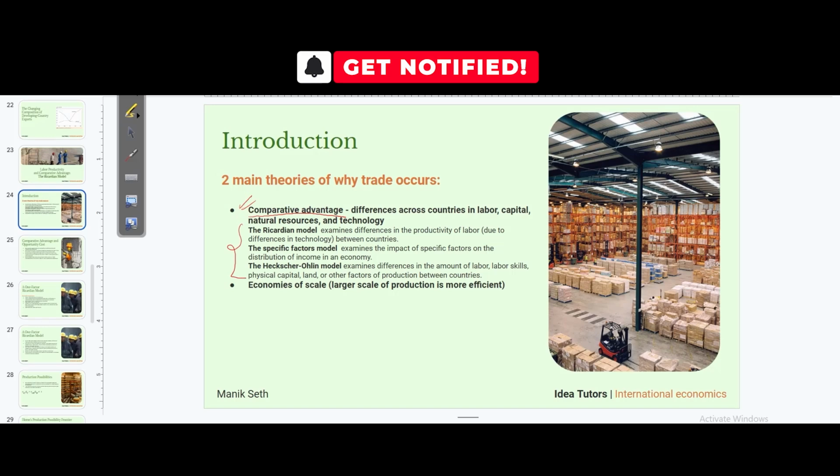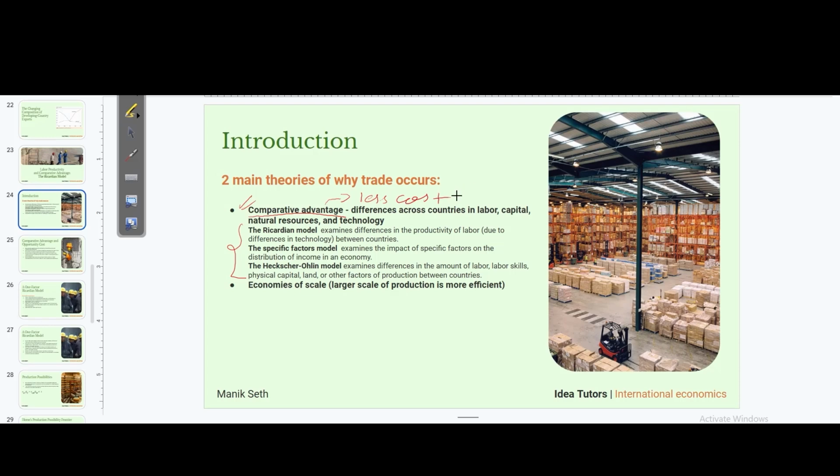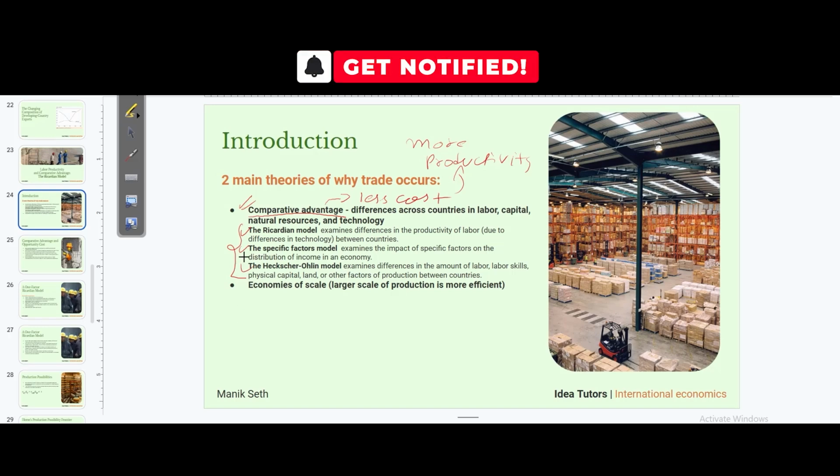Comparative advantage, in simple words, is when you have an advantage in producing a certain good. You have less cost of production, and your resources are more productive in producing some good. Then you have a comparative advantage in producing that. We will be learning more about comparative advantage as we move on. There are three theories associated with it. First is the Ricardian model, then we have the specific factor model, and then the Heckscher-Ohlin model. Today we will be focusing on the Ricardian model.